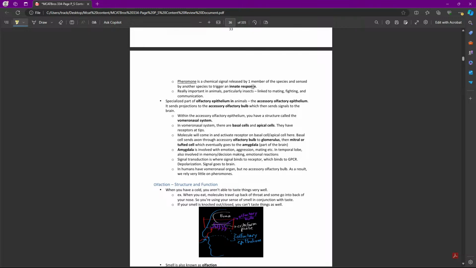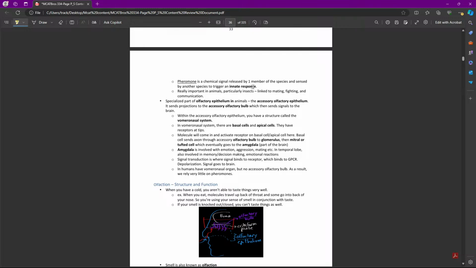So, for the general structure of olfaction, it's located in the olfactory epithelium of animals, and it has the accessory olfactory epithelium. It sends projections from the accessory olfactory bulb to the brain. This is one, I believe, that goes through the thalamus. I believe, because I believe sight is the only one that doesn't. But anyway, continuing on. This general structure with the accessory olfactory system is known as the vomeronasal system.